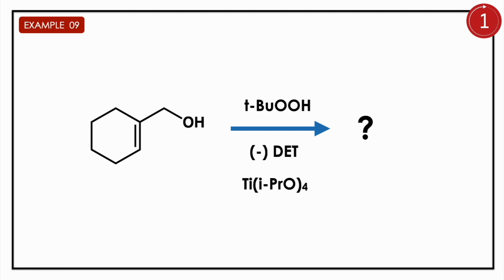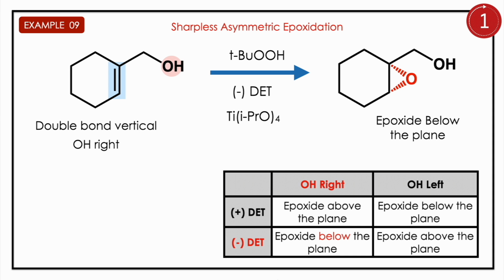Then the next example, you have cyclohexene, and on the side chain you have alcohol. You are using peroxide in tertiary butyl form, minus DET, titanium isopropoxide. You should find what will be the final product. Here alkene is there, alcohol is there, it is allylic alcohol. So there are chances of asymmetric epoxidation. DET also confirms the epoxidation.